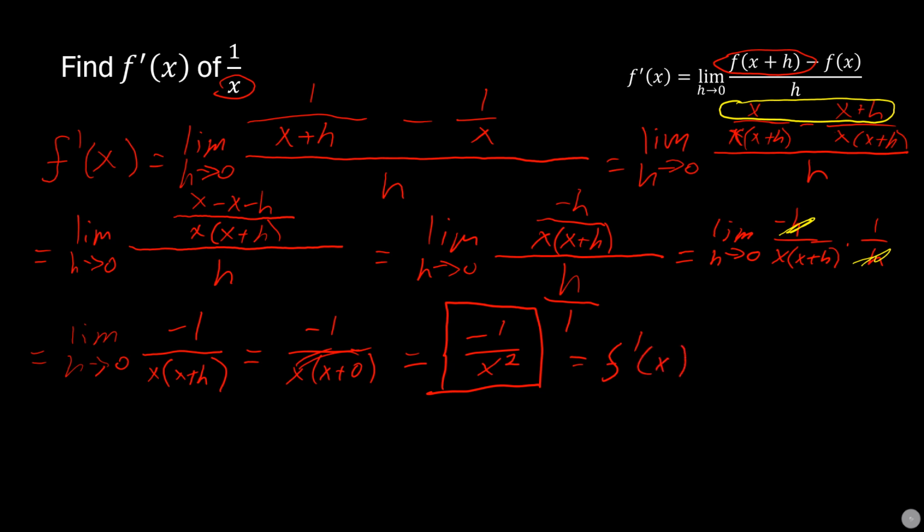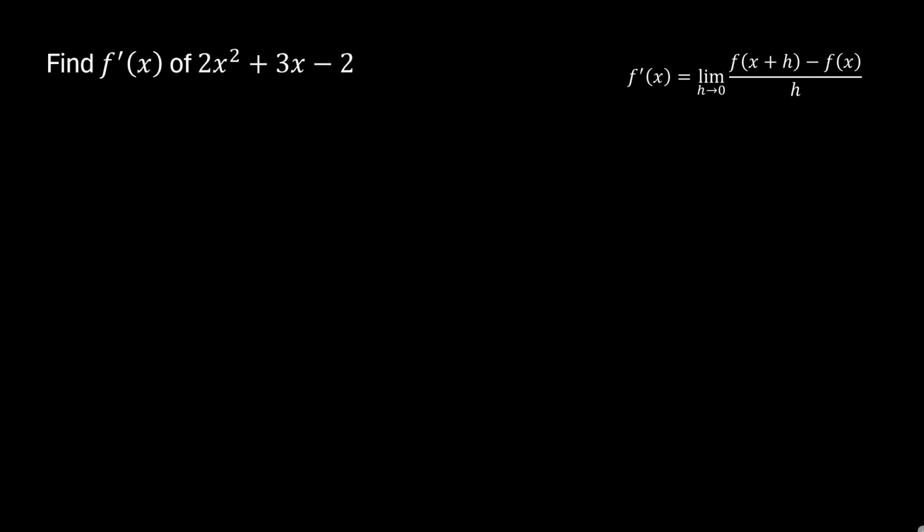So let's move on to another problem. Find the derivative of 2x squared plus 3x minus 2. So again, what are we doing here? We're just substituting this for these two x's.